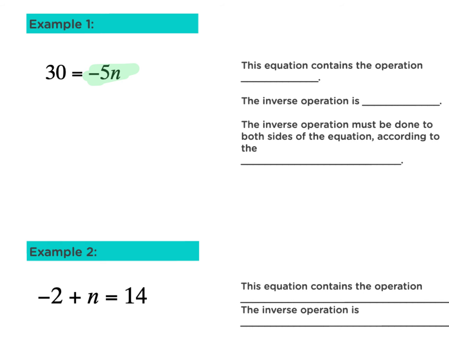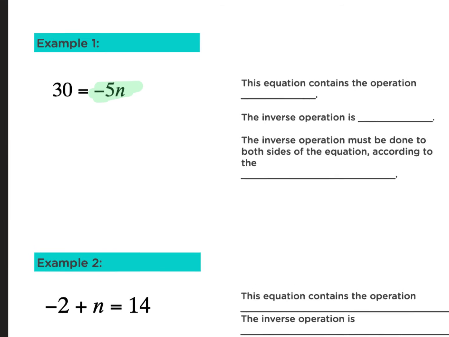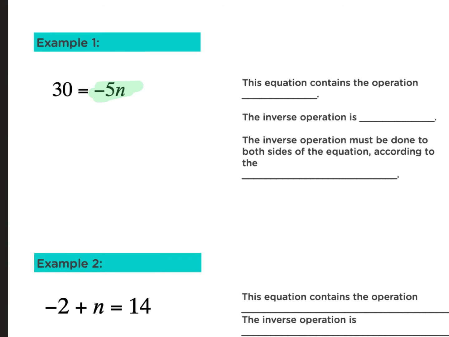Okay, so in example number 1, the first thing we have to figure out is we need to get that variable by itself. We need to isolate it. Right now, is that variable isolated? No. What is sitting over there with that variable? What's sitting there with the n? A -5, right?